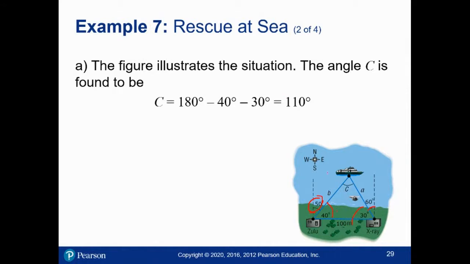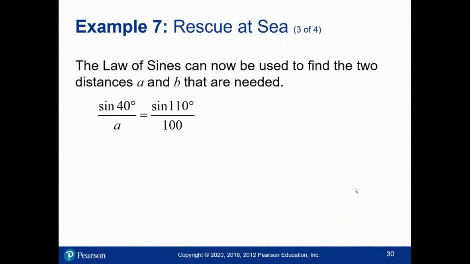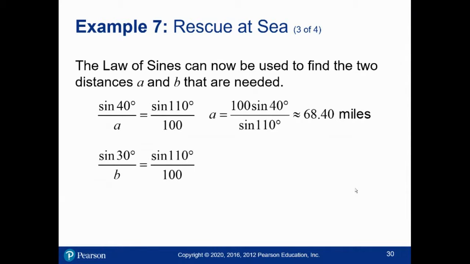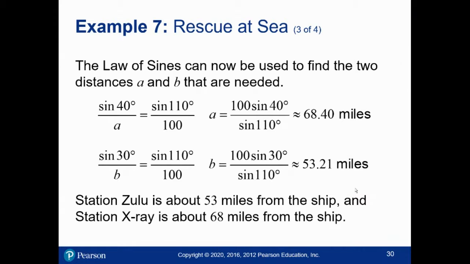And now notice we have all of the angles and one of the sides. So I can use the law of sines to find the missing sides. That'll tell us which station it's closer to, by the way. So you use the law of sines and get that it's about 68.4 miles from the angle A station. I forget which one that was. And it's 53.2 miles from the other one. So station B, which I guess was Zulu, is 53 miles away, whereas station X-ray, which I guess was A, is about 68 miles away.